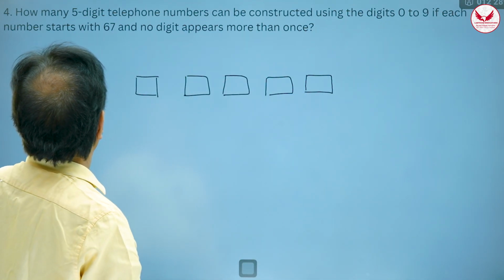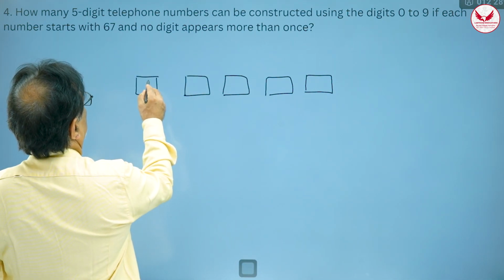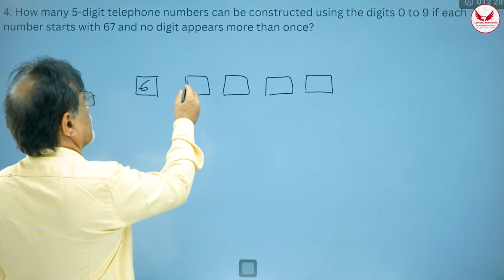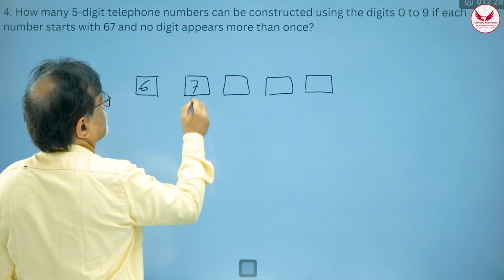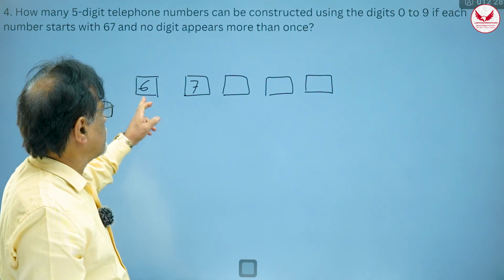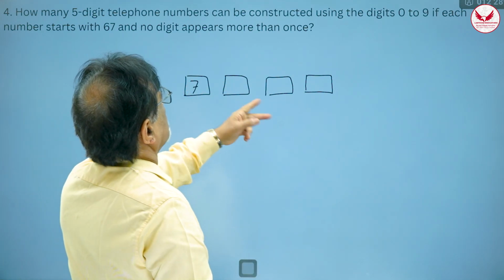Now they have already said that a number will always start with 67. That means the first digit is going to be 6. You have no alternative for that. This is the only thing which can go here. The second digit is already chosen to be 7. There is no other alternative. So the first 2 digits are already fixed, and we have the freedom of choosing only 3 more digits.